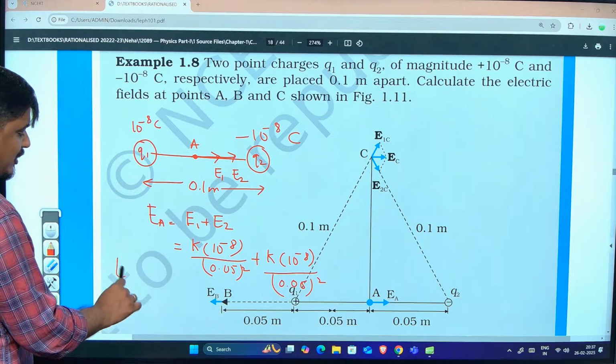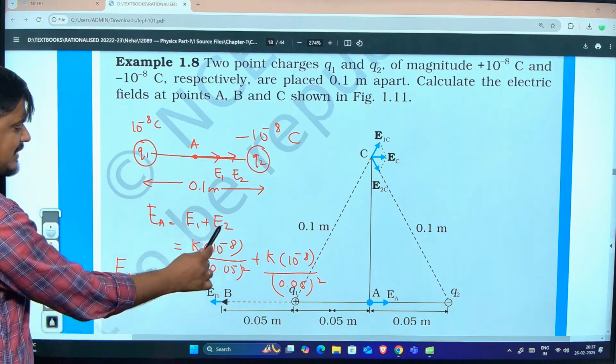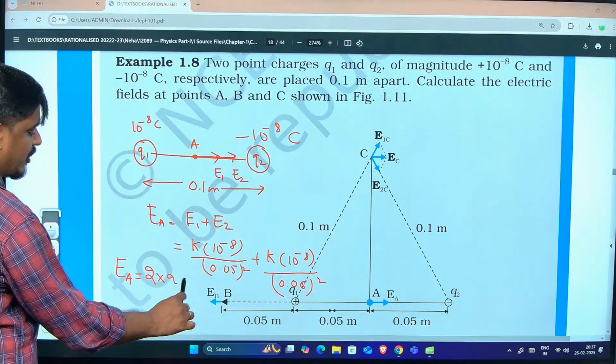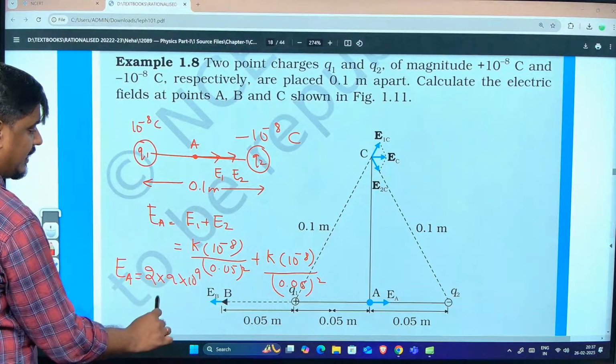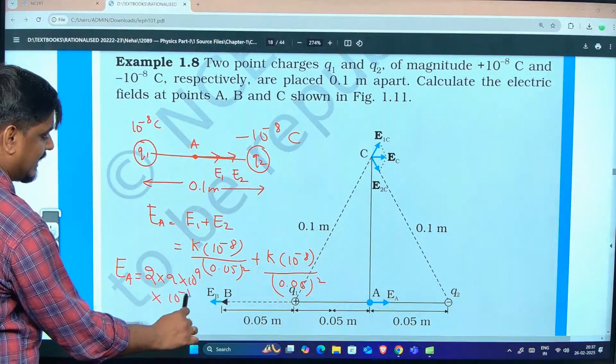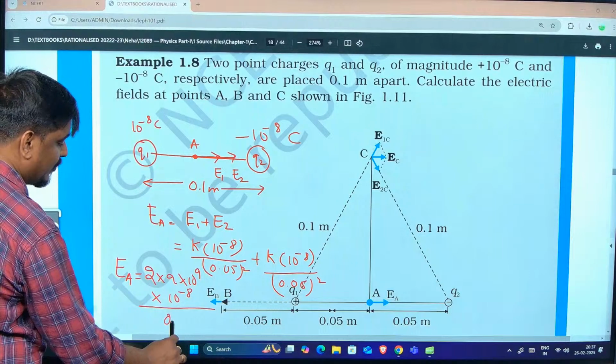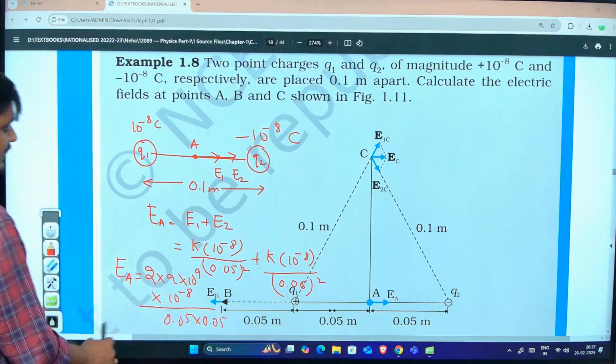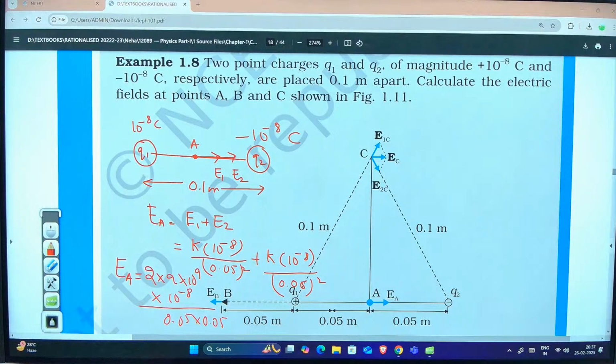So if you find the value of E at A, it is just double of this. So 2 times 9 into 10 to the power 9 into 10 to the power minus 8 divided by 0.05 into 0.05. Solve this, you will get the answer. Got my point? First question is very simple. Sir, 3.6 into 10 to the power 4 Newton. Maybe, whatever. The answer is not a problem for me. The concept is fine.